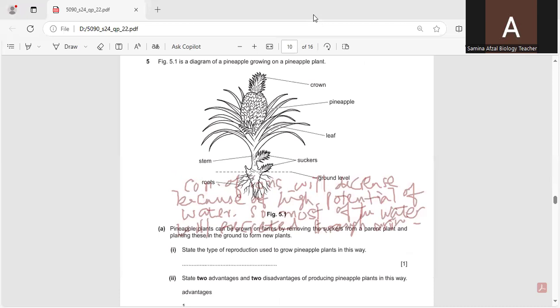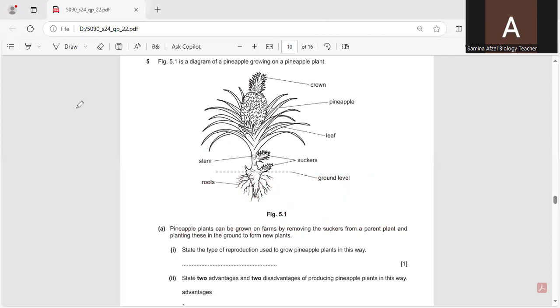Now question number 5. Figure 5.1 is a diagram of the pineapple growing on a pineapple plant. Crown, pineapple, leaf, and suckers, stem. Suckers are present on the stem and roots are also there. The ground level, that is, the roots are in the ground and the suckers are the part of the stems. So they are above the ground.